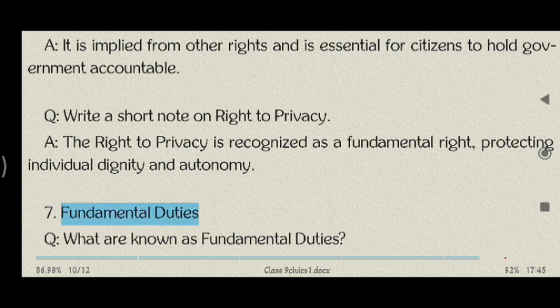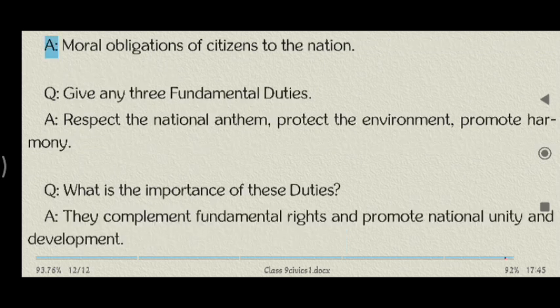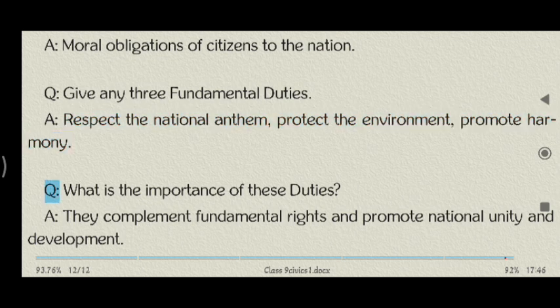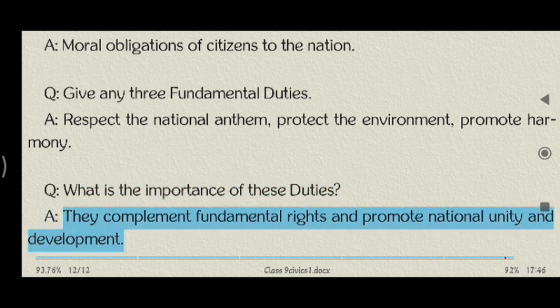7. Fundamental duties. Q. What are known as fundamental duties? A. Moral obligations of citizens to the nation. Q. Give any three fundamental duties. A. Respect the national anthem, protect the environment, promote harmony. Q. What is the importance of these duties? A. They complement fundamental rights and promote national unity and development.